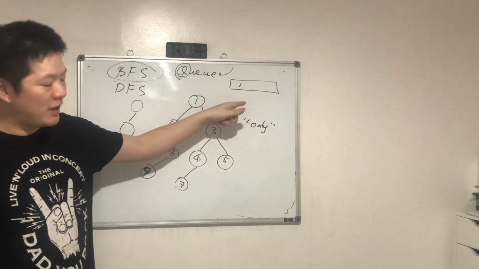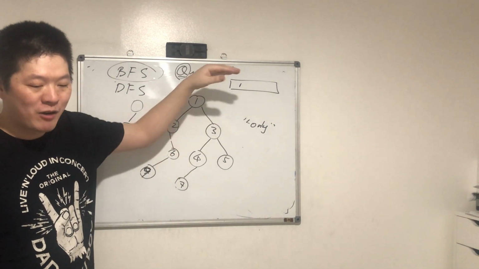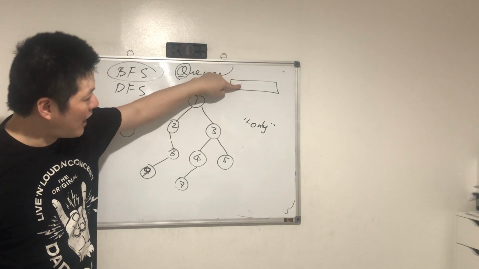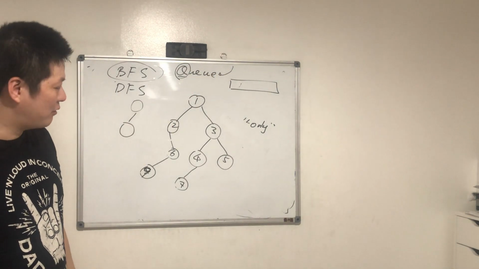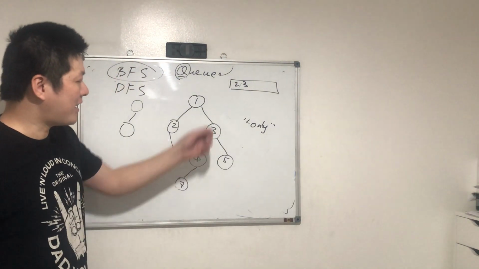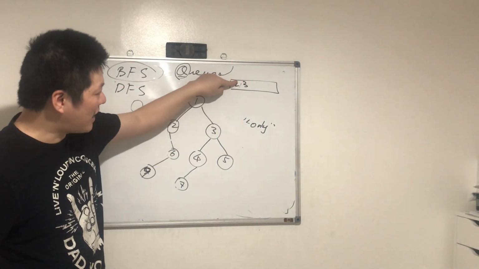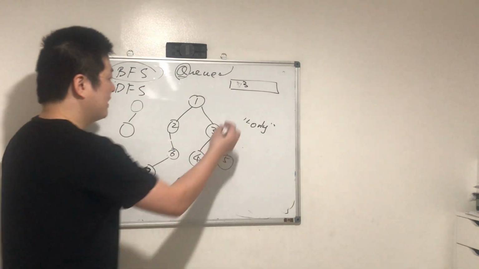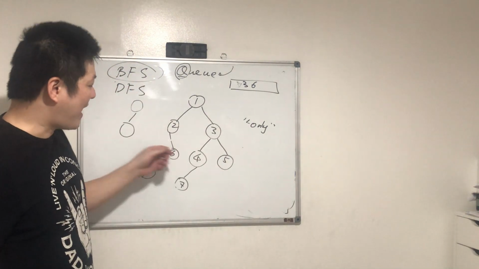So every time if the queue is not empty, what should we do? We take one element out of the queue, yeah? Take it out and push its kids, which are 2 and 3. Okay, and then next one, 2. Take 2 out, the head of the queue, and push its kid, which is 6. It only has one kid.